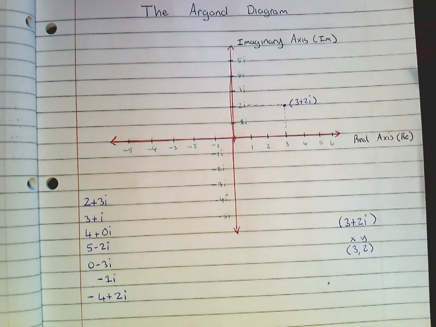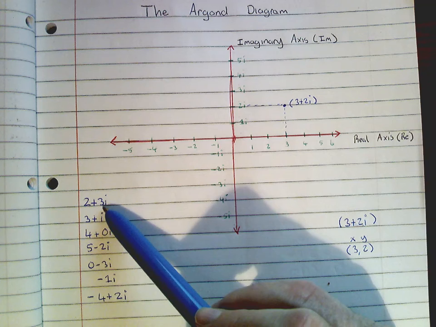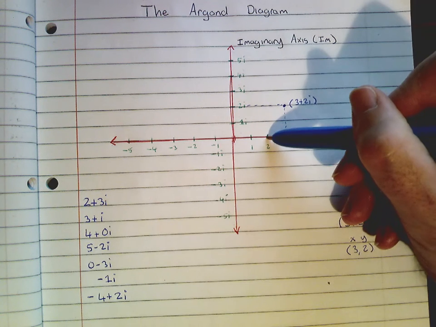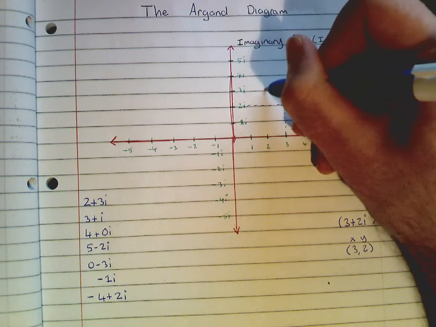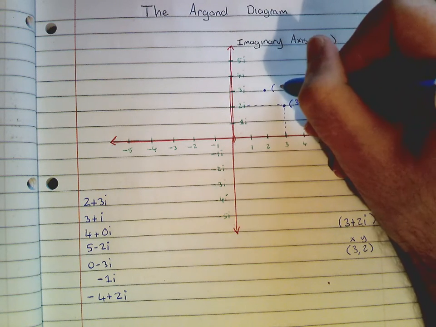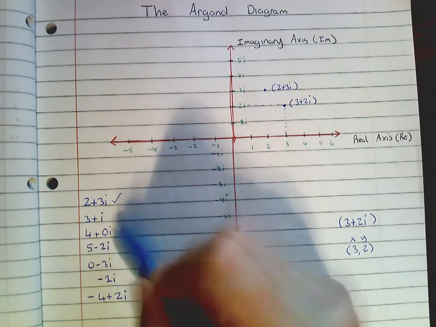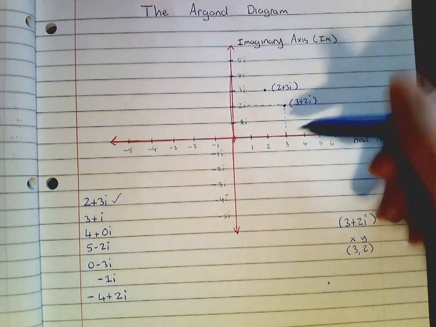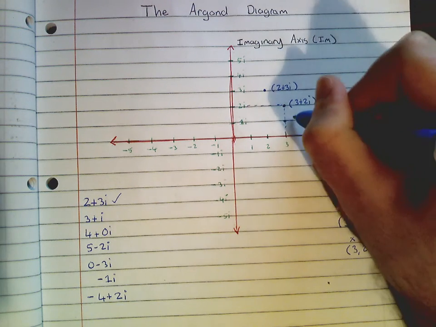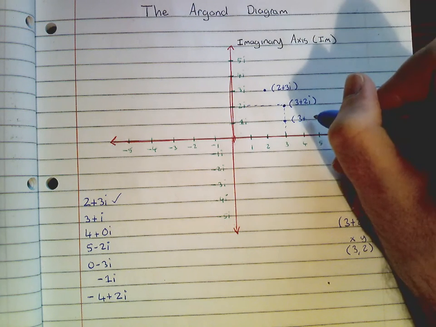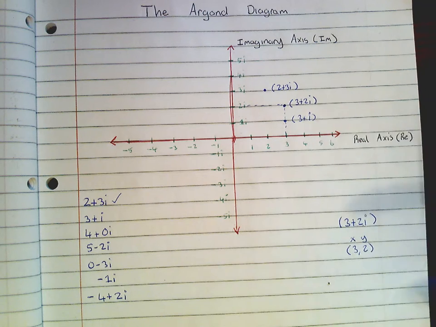We'll do a few of these. If I wanted to plot 2 plus 3i, again 2 is the real part, and 3i means I'm going to be up here. So this is where that point is: the complex number 2 plus 3i. Next, 3 plus 1i. Again, we have 3, and then 1i is here, so we would plot that here. So that's 3 plus i. There's a 1 in front of the i, it's just implied. You don't need to write it in.